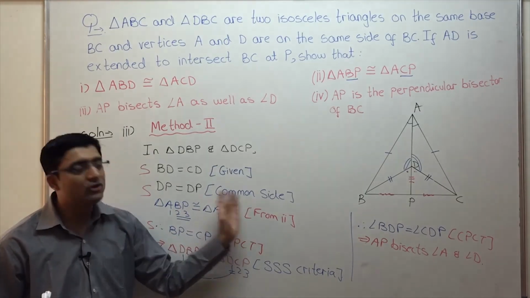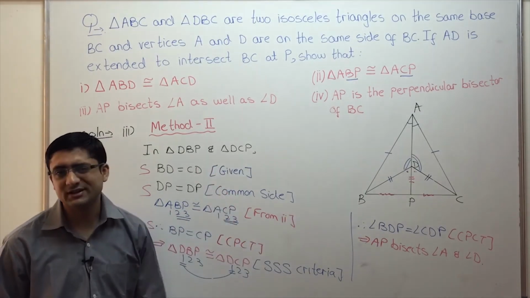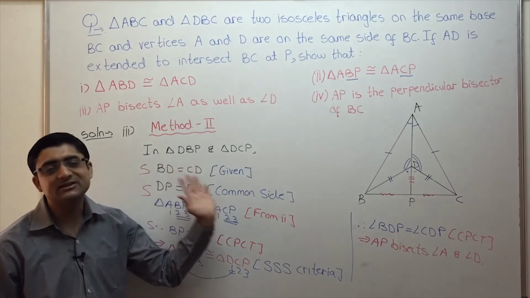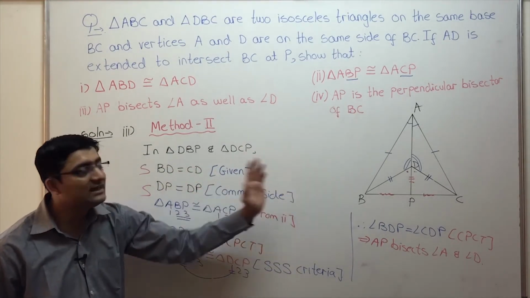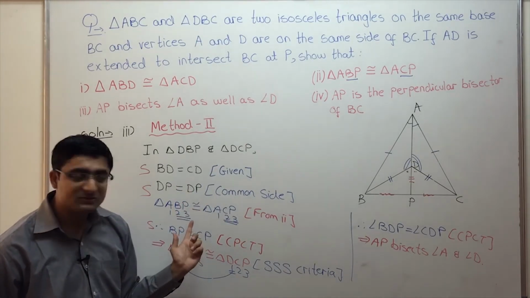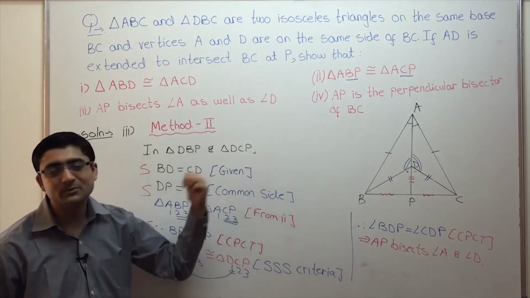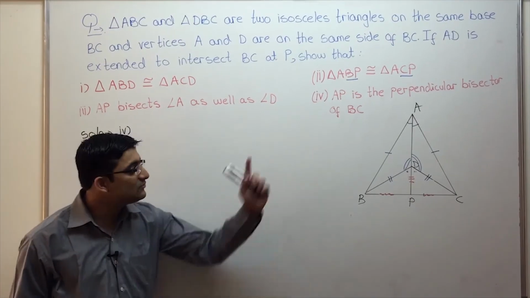Frankly speaking, I'm more comfortable with this method. It is much more clean, right? But it's up to you. You can use either this method or the previous method, right? So this is how you show AP is the bisector of angle A and angle T. So now I've done the third part. Similarly, let me rub this off and we'll move on to the fourth part. So similarly, let's move on to the fourth part.